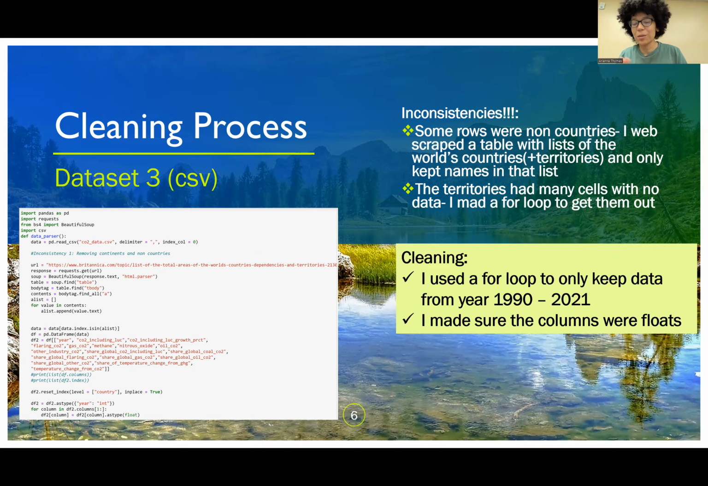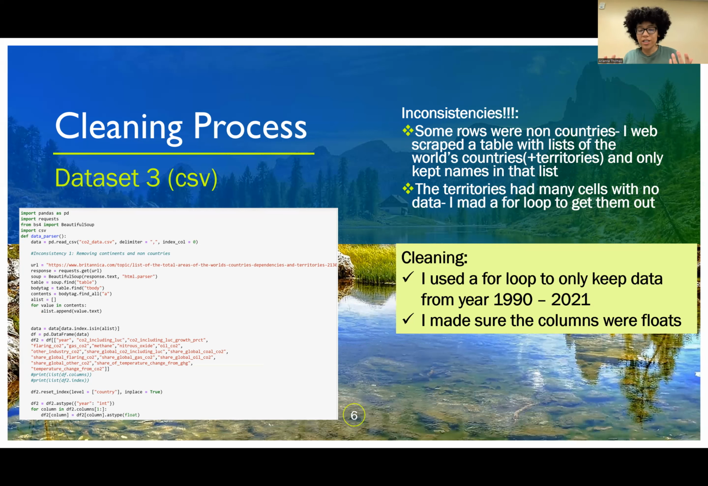I think that's how you say it. I might be saying it wrong, but I saw that it had a list of countries and territories, and so I used Beautiful Soup to pull that in. I'm sorry, I'm fumbling my words, but I basically just got a list of the countries and territories in the web file, and I indexed that to what I had in the CSV to make sure it only got actual countries and territories.